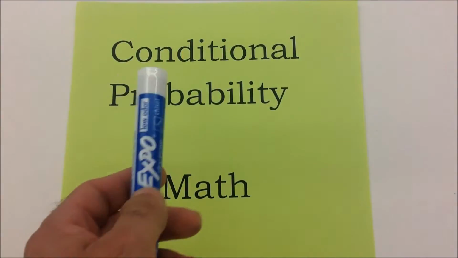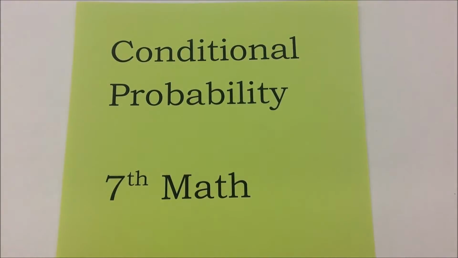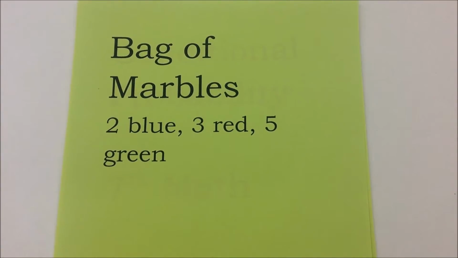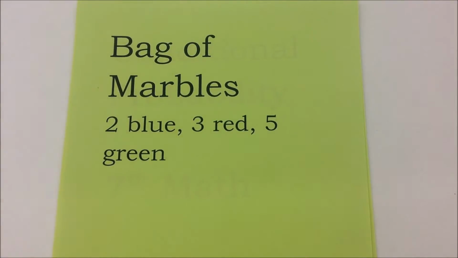Okay, here's our video on conditional probability. So conditional probability is just like if we were doing a dependent event. So let's just go over an example. Let's say we had a bag of marbles. We had 2 blue, 3 red, and 5 green.